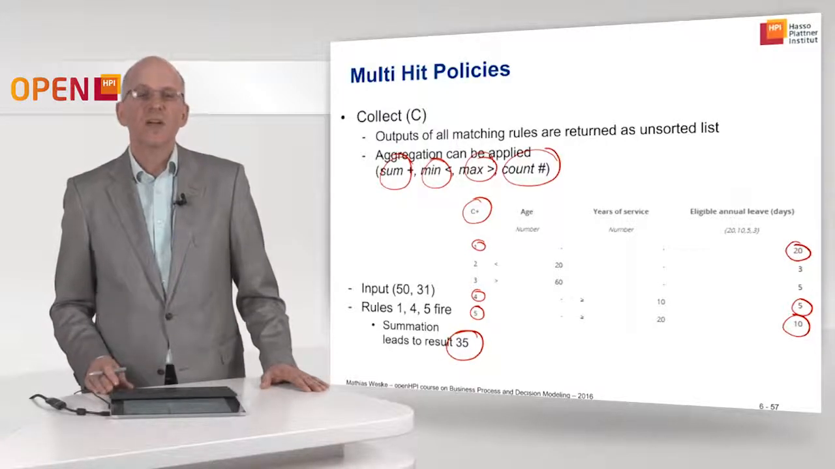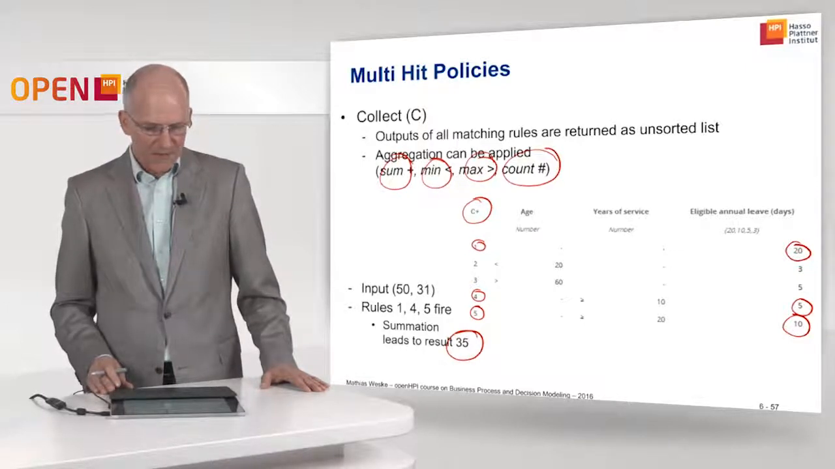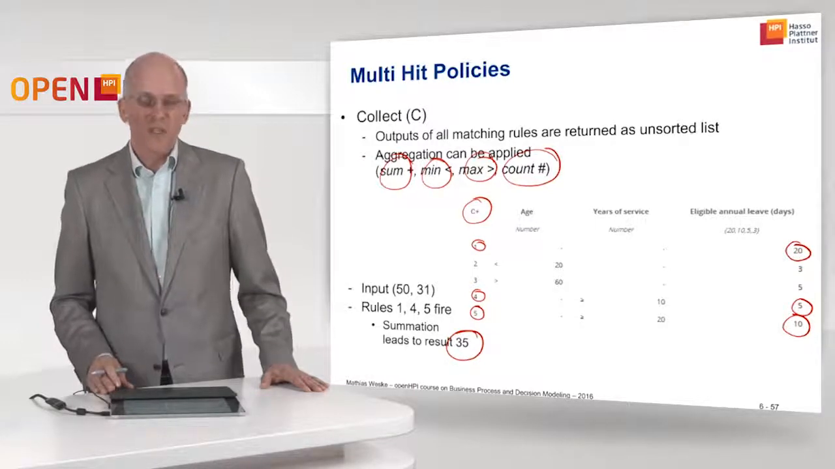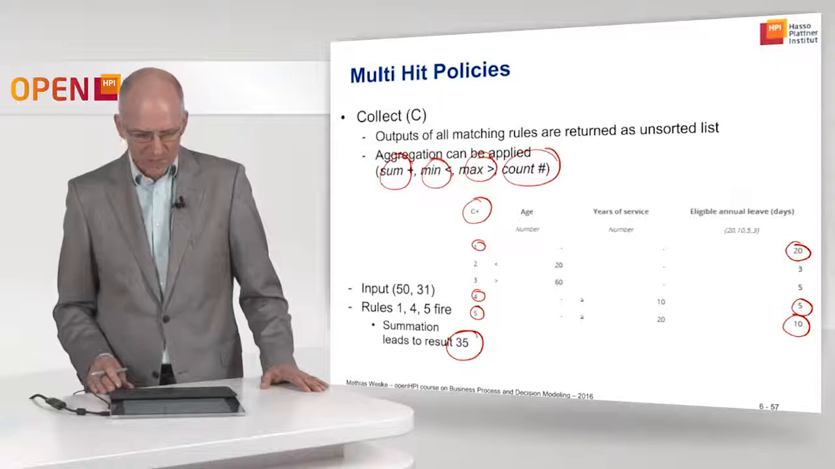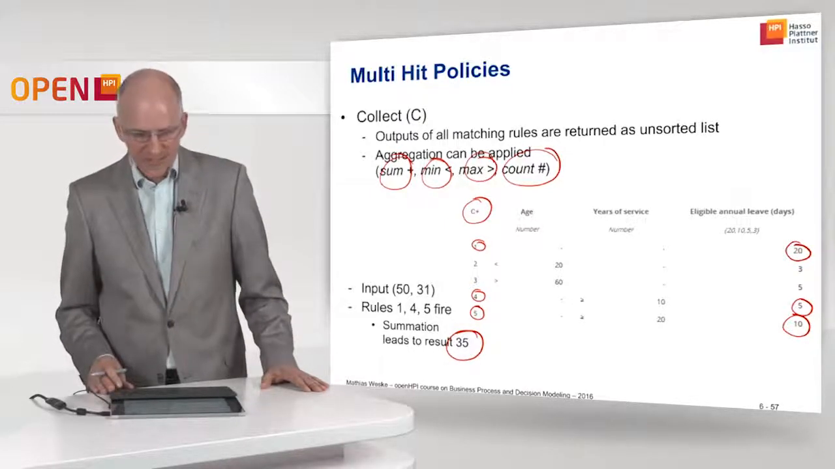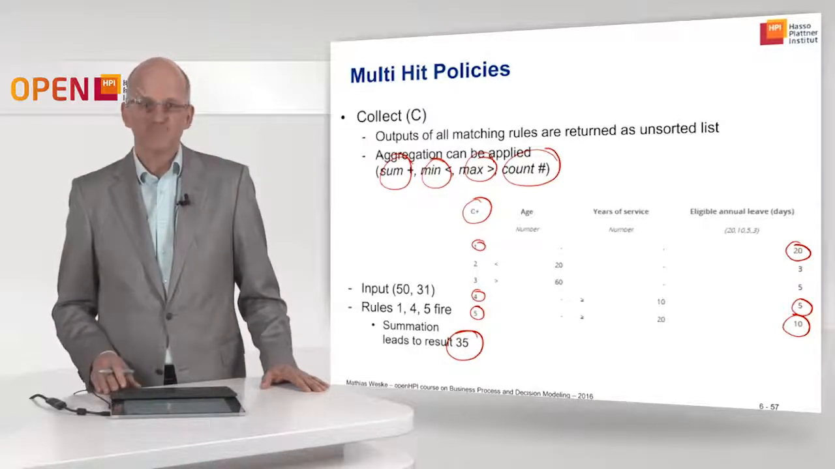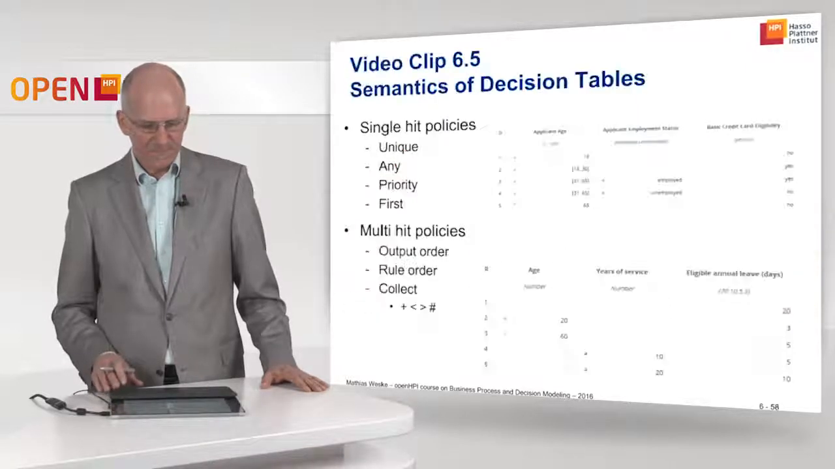So this is how we can use aggregation operators to evaluate rules. This is an example of the summation, and we can also use the minimum. If we had used the minimum here, we would be returned the value 5 because it's the smallest. If we would use the maximum, we would be returned the value 20, and the count would return the value 3 because we have 3 output values in the list.